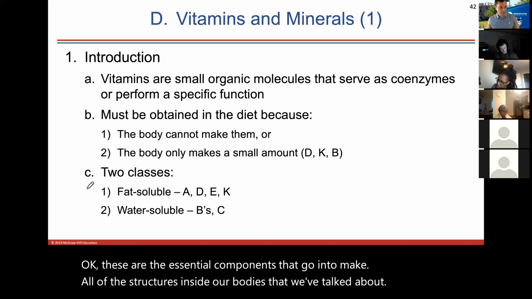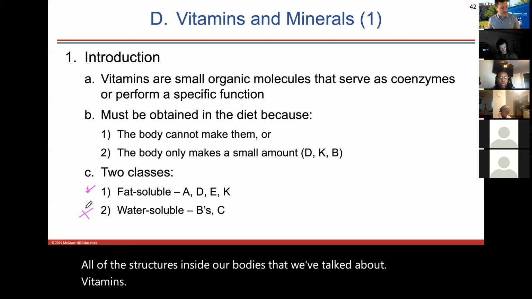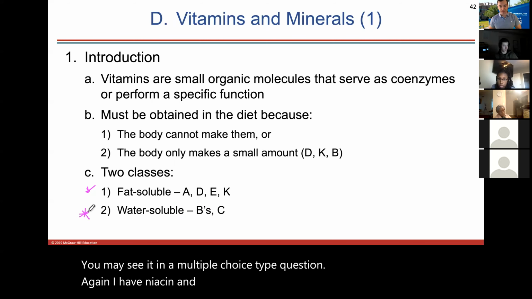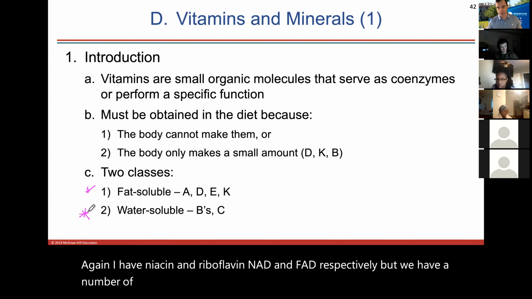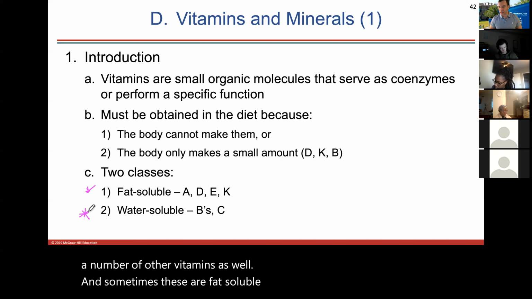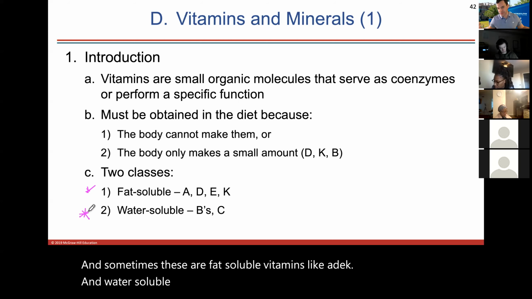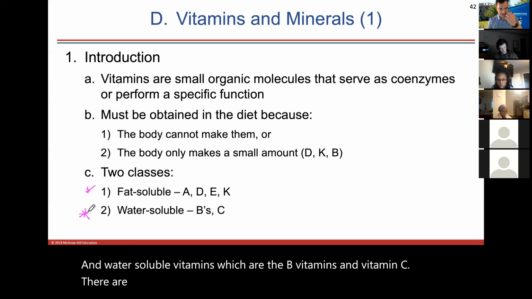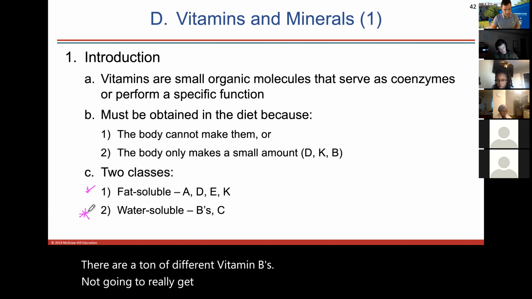Vitamins. You may see it in a multiple choice type question. Again, I have niacin and riboflavin, NAD and FAD respectively. But we have a number of other vitamins as well. And sometimes these are fat-soluble vitamins like A, D, E, and K. And water-soluble vitamins, which are the B vitamins and vitamin C. There are a ton of different vitamin Bs. And I'm not going to really get into every single one of them.